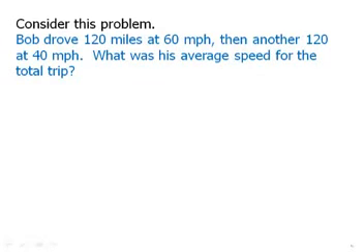Bob drove 120 miles at 60 miles an hour, then another 120 at 40 miles an hour. What was his average speed for the trip?